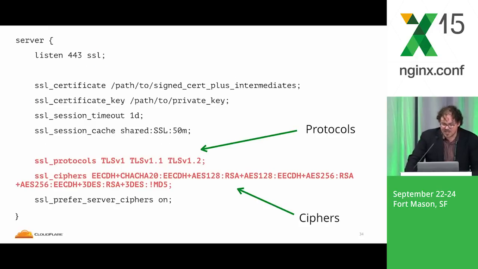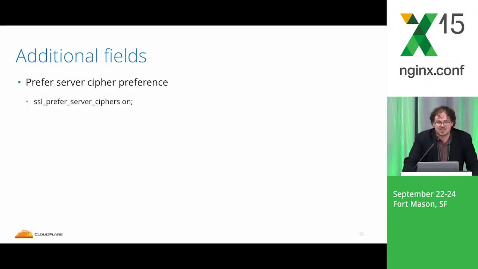As a pretty obvious next step, you have to list the protocols you want to support and the ciphers. In this case, these are the ciphers CloudFlare recommended, and the TLS protocols starting with 1 all the way up to 2. I mentioned how you negotiate which cipher you choose. You can prefer the client's choice or the server's choice. It's always better to prefer the server's choice. So there's a directive here, SSL prefer server ciphers. Always turn this on.